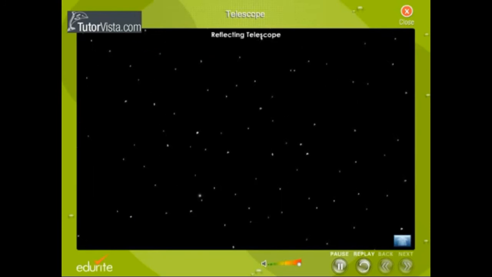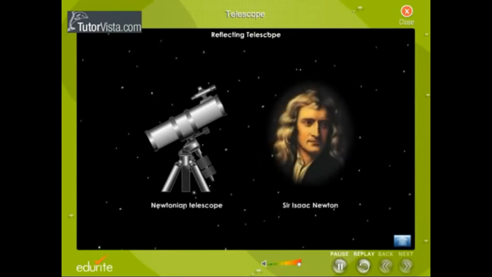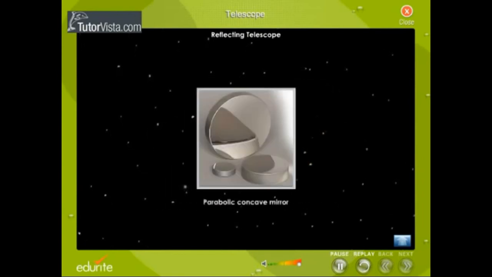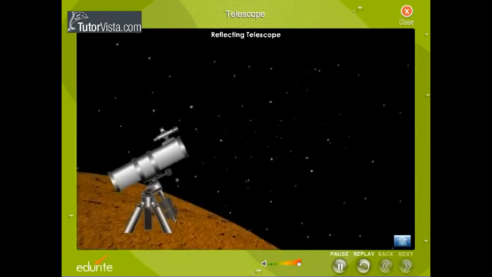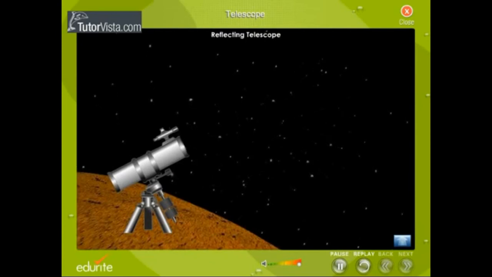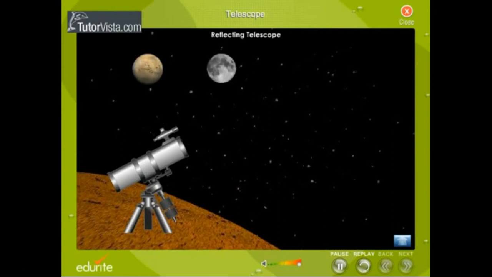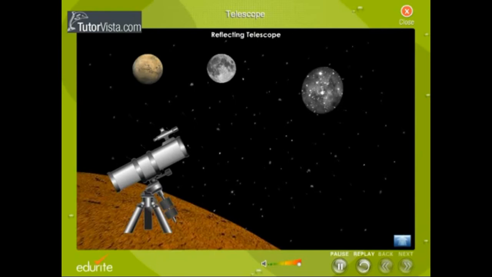Reflecting telescope. Reflecting telescope is also known as Newtonian type of telescope as it was first designed by Sir Isaac Newton. In the reflecting telescope, the objective is replaced by a parabolic concave mirror. Shown here is a reflecting telescope. A reflecting telescope is used to view objects such as planets, the moon, star clusters, galaxies, nebulae, and multiple star systems.